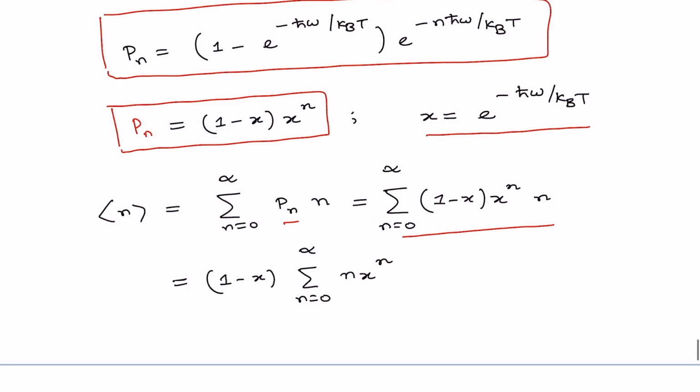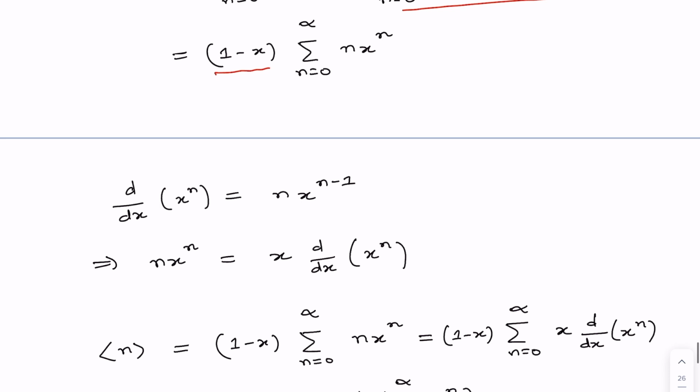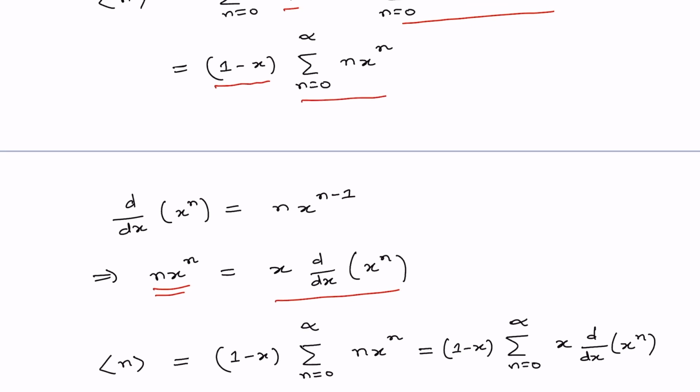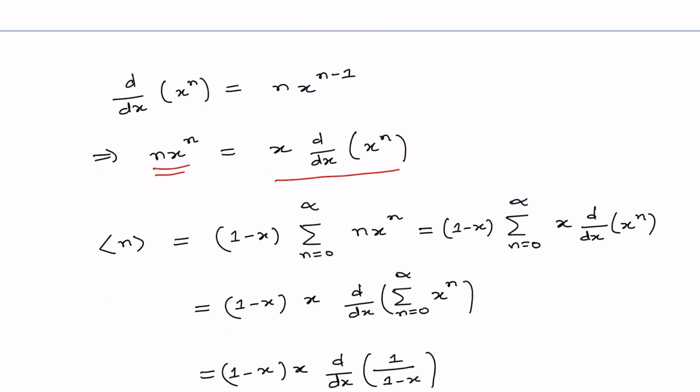Because the summation is over n, I am taking 1 minus x out, so this is what I am doing. Now you know d by dx of x to the power n is n into x to the power n minus 1. So if I multiply both sides by x, then I get n x to the power n. This is what I am going to get, and this I put in my formula here. I am systematically showing you everything here, so I think you can easily follow the calculation. And then I am taking the summation inside, because the sum is over x to the power n.